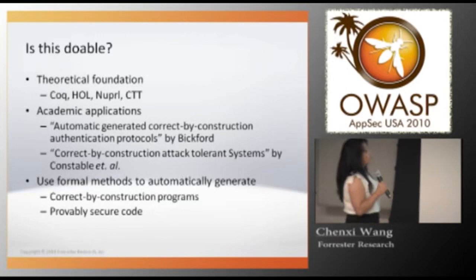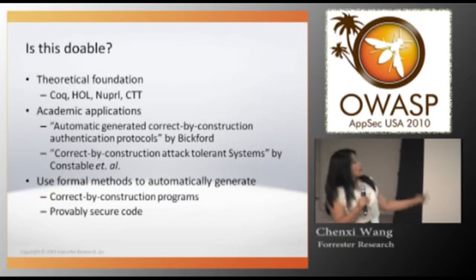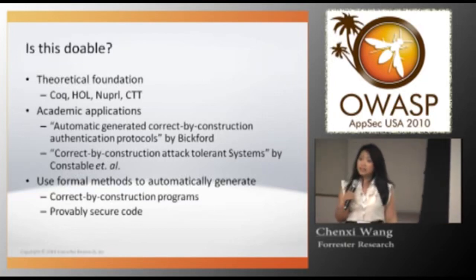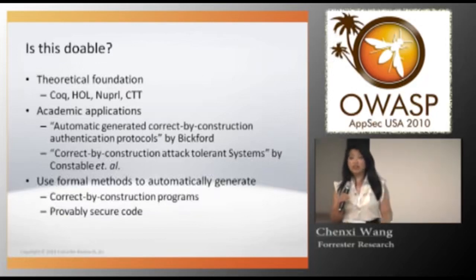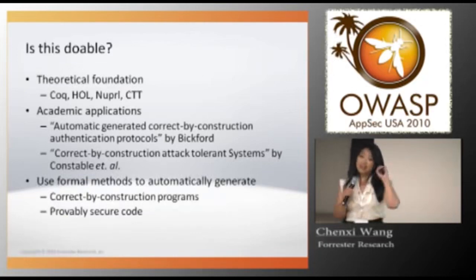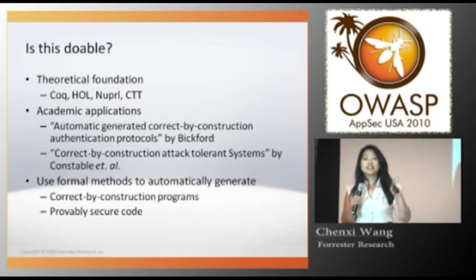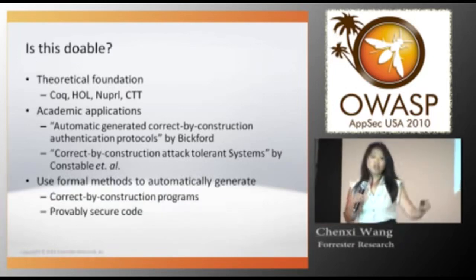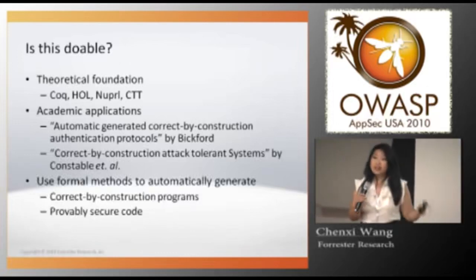Some of the work done at Cornell by Robert Constable about correct-by-construction attack-tolerant systems, and by Bickford about automatic generation of correct authentication protocols. The work has advanced to the degree that they can automatically generate key exchange authentication protocols that are provably secure. Okay? This is a huge leap forward, being able to generate protocols. It's not quite full-fledged software yet, but protocols are a great starting point.